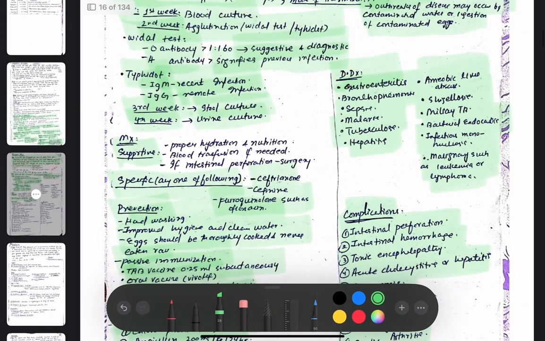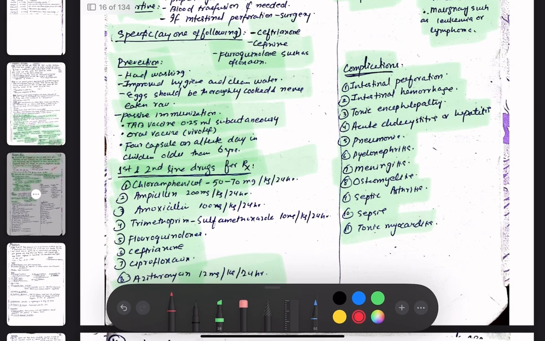All these things are common, which we have already discussed again and again, but you should remember that the vaccine for typhoid is not present in the EPI schedule, and the specific vaccine that is given for this is the TAB vaccine, which is 0.25 ml in dose. If it is given orally, then Vivotif is used, 4 capsules on alternate days in children older than 6 years. And these are the drugs that are used for typhoid fever.